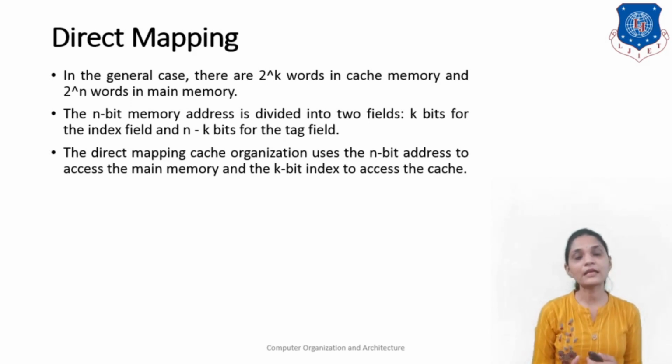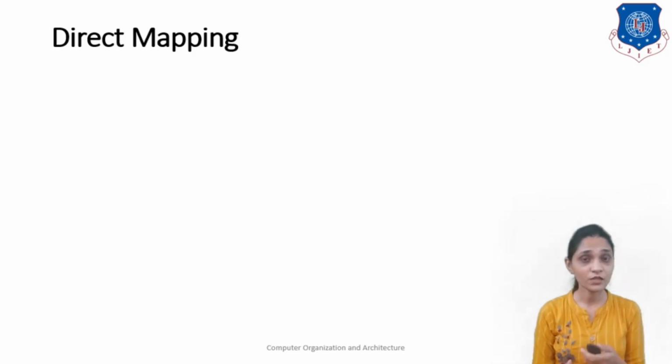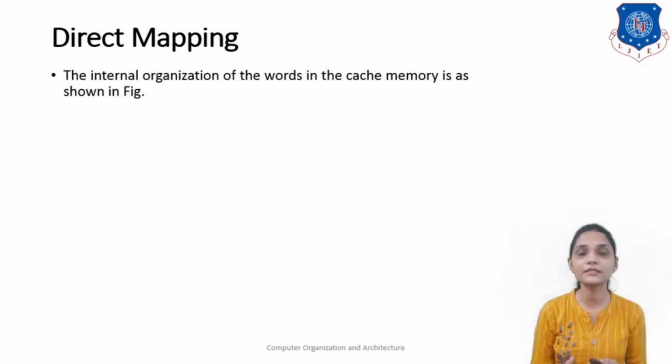The direct mapping cache organization uses this n-bit address to access the main memory and the k-bit index to access the cache. So how this mapping will be done, let me see.